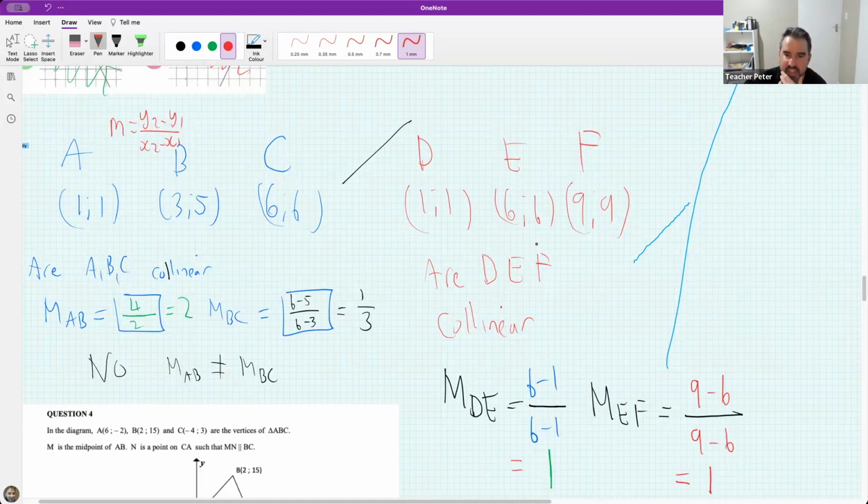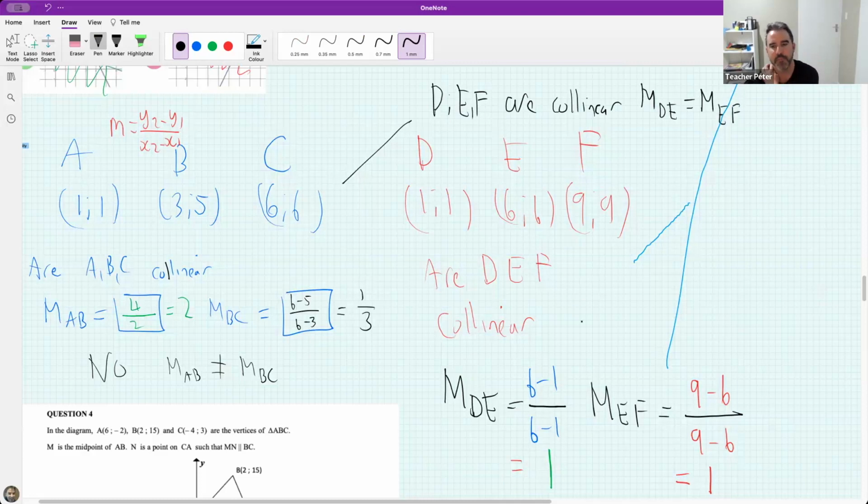Right. What I'm seeing is that D, E, and F are collinear as M of DE is equal to M of EF. They both equal the gradient 1.